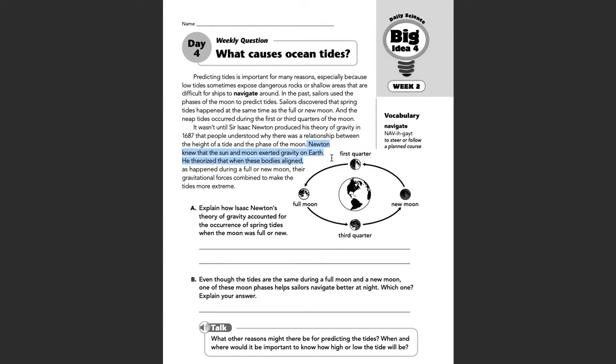He theorized that when these bodies aligned, as happened when there is a full moon or new moon, right, spring tide, neap tide, okay. So remember, when the sun, the moon, and Earth are aligned, that would be a spring tide. They realize that their gravitational forces combine to make these tides more extreme.